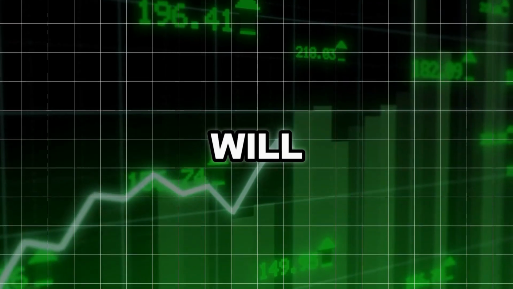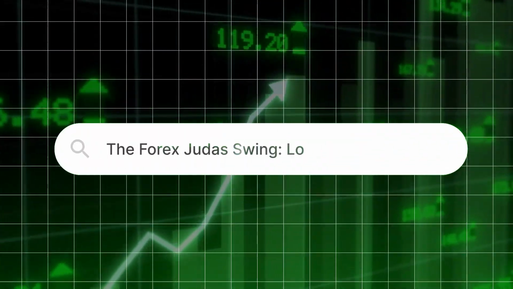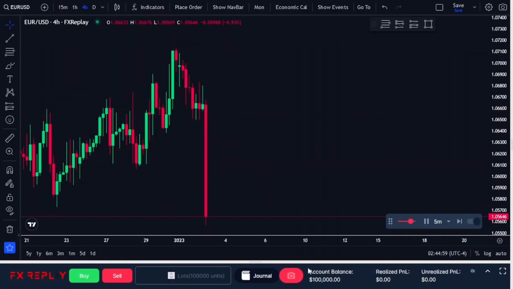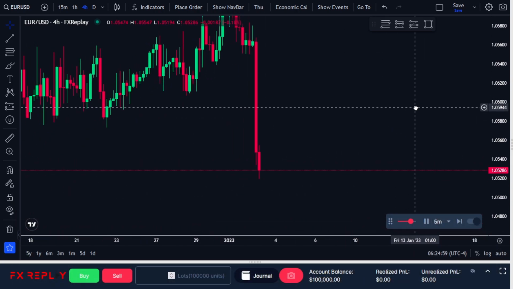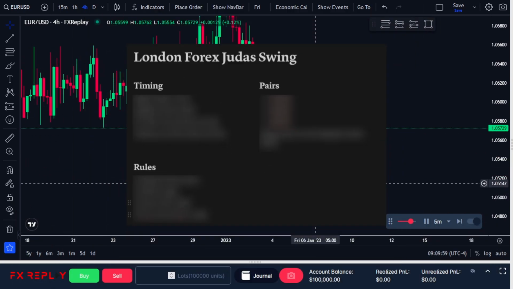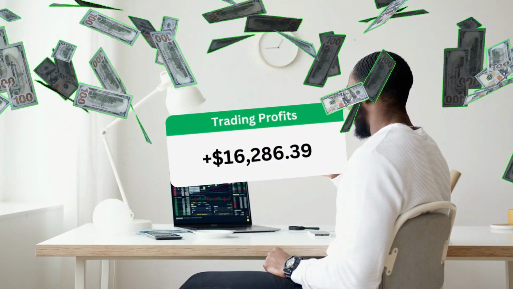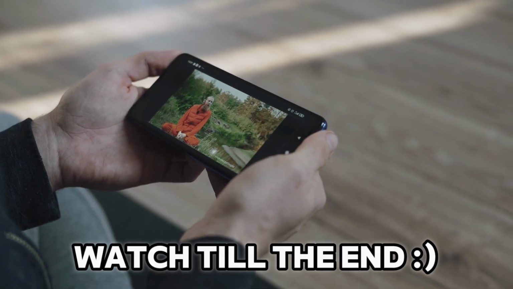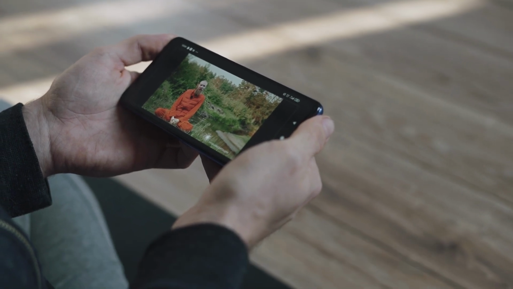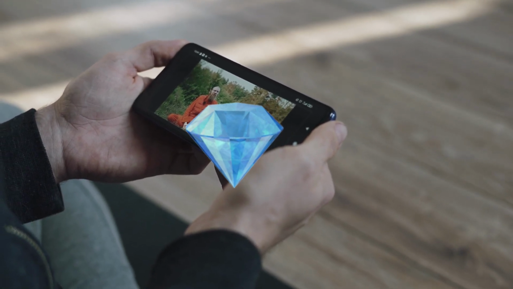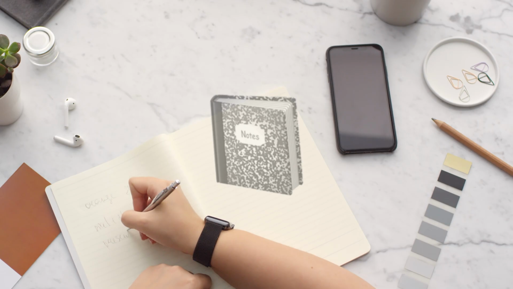In this video, we will be going through the Forex Judas swing model for the London session, which is 100% mechanical and you don't even need a daily bias to trade this model. How and when to trade it so you can profit off the market as much as possible. Make sure to watch till the end so everything makes sense, and there's a bonus gem at the end of the video. Grab your notebooks and let's get started.